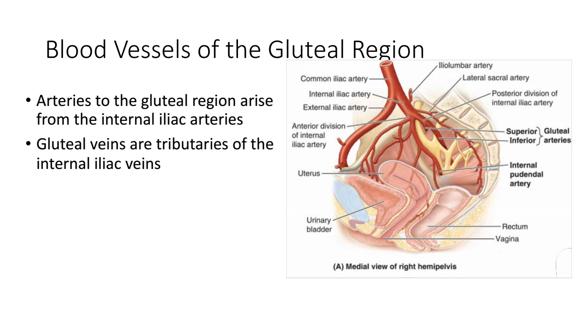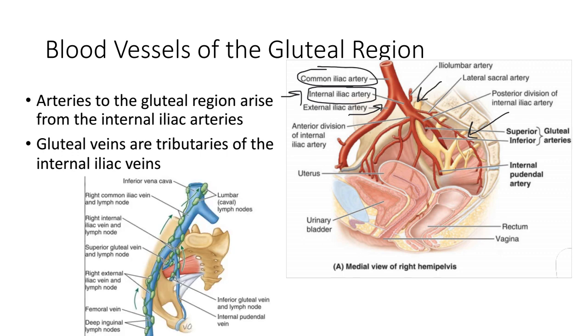The arteries to the gluteal region arise from the internal iliac arteries. So we have the common iliac artery here, and that divides into the internal iliac artery and the external iliac artery. And all the arteries going into the gluteal region are going to arise from this internal iliac artery. The gluteal veins are tributaries of the internal iliac veins. So they drain into the internal iliac veins, and then the internal iliac veins drain into the common iliac vein, and the common iliac vein then drains into the inferior vena cava.